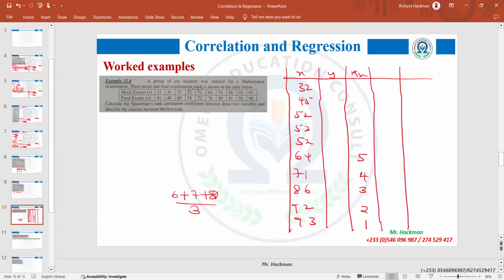7. What is that giving us? 6 plus 7 plus 8, all over 3. 7. So it means you assign 7 to all of them. So to be fair, 7, 7, 7. However, you should know that the 6th position, the 7th position, and the 8th position are taken. So the next observation should take the 9th position. Is that clear?